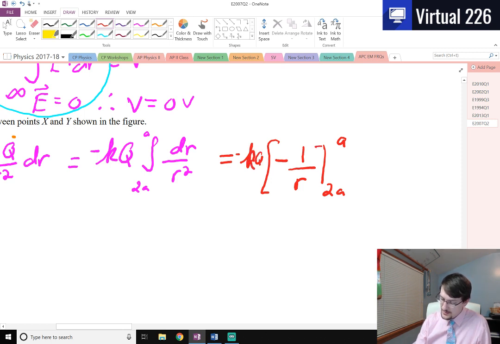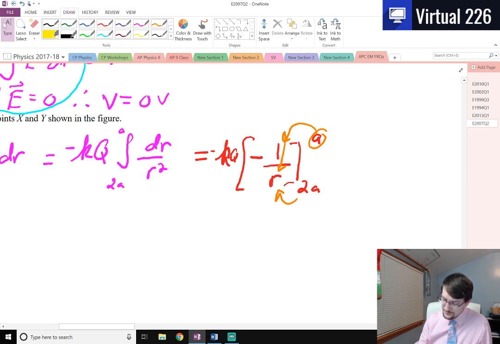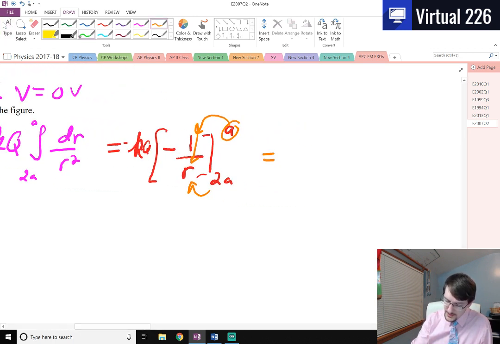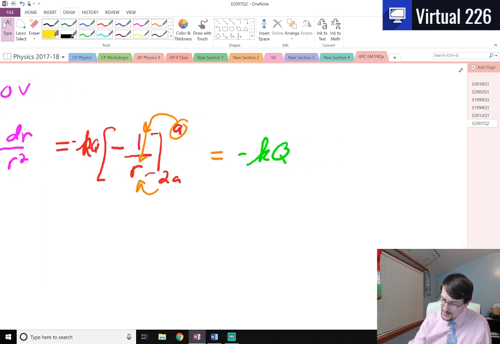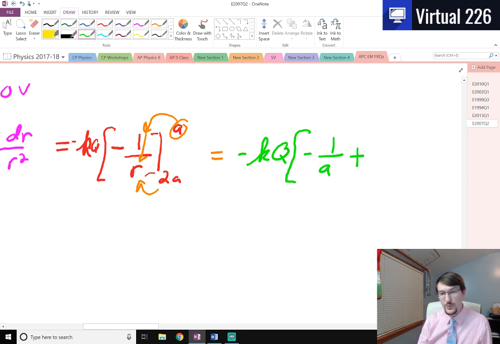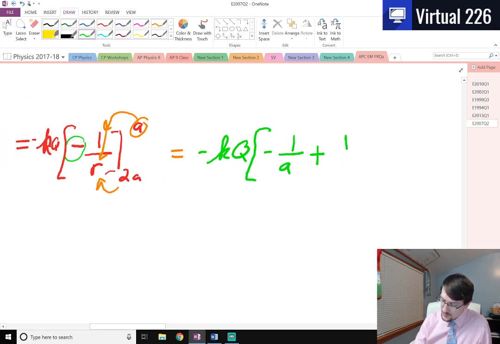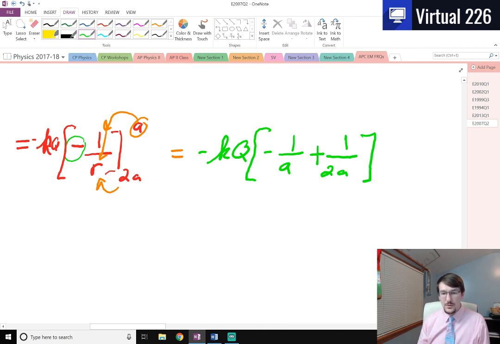If we take our bounds and we do our upper minus the lower, both of these values going in for r, we're going to get minus kq, and then times the quantity minus 1 over a, and then minus positive, because we subtract, but then there's that negative here. And this is going to be 1 over 2a.